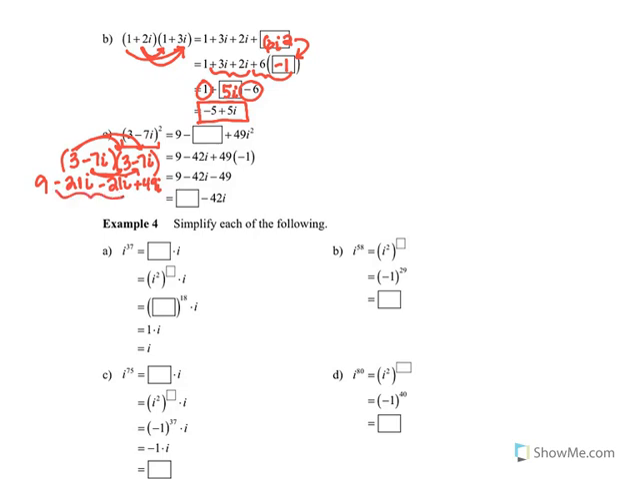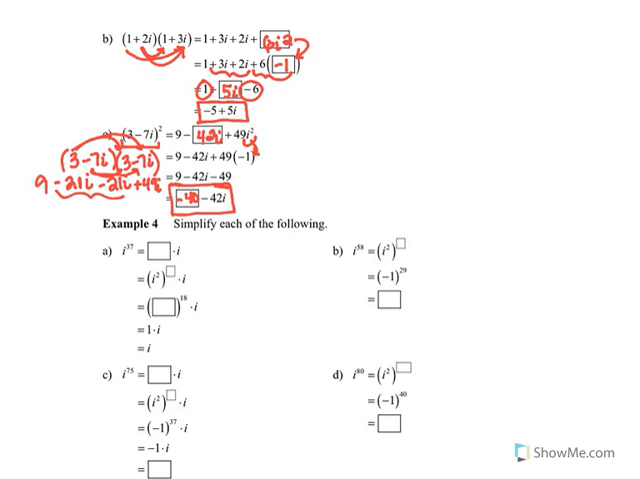When I combine my middle pieces, I have negative 42i. I see that I have an i squared that we replace with negative 1. So 49 times negative 1 is negative 49. I have some like terms. 9 minus 49 is negative 40. Minus 42i, completing our complex number after we multiplied.